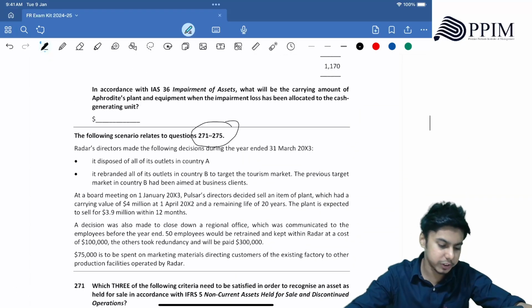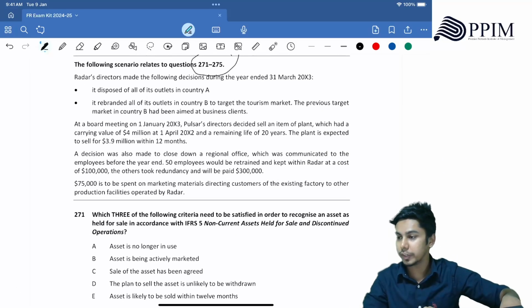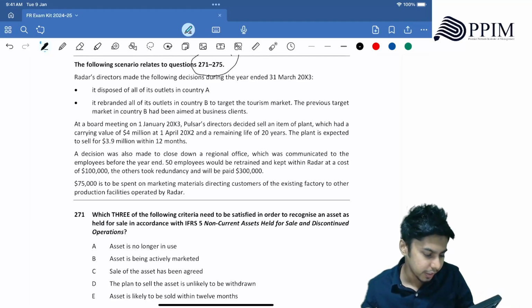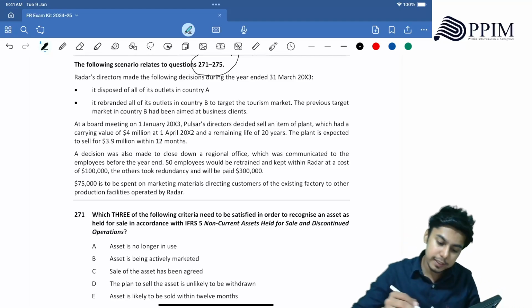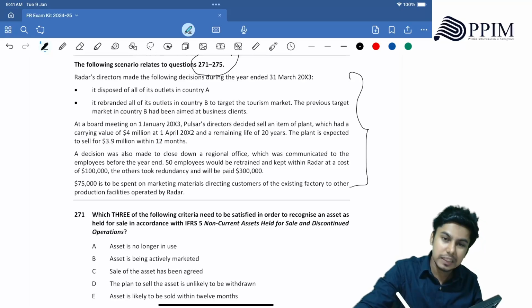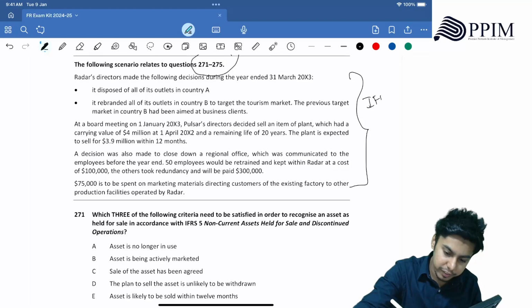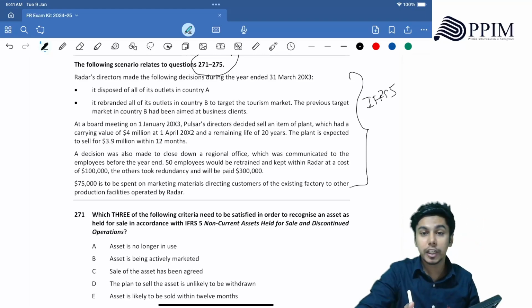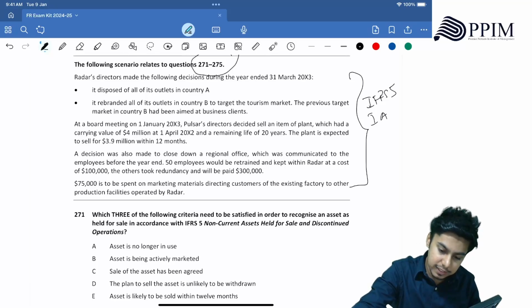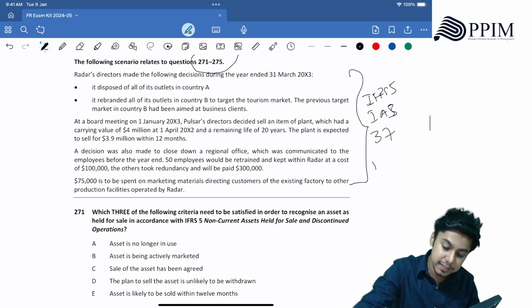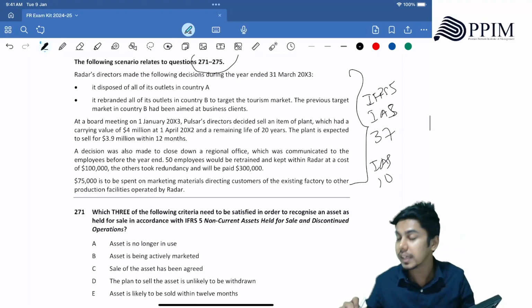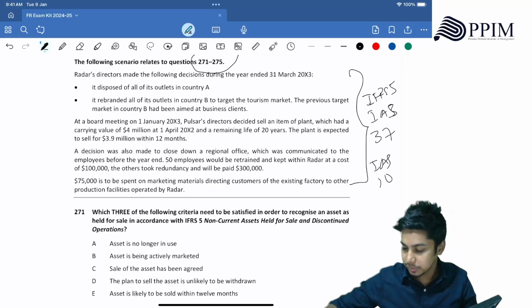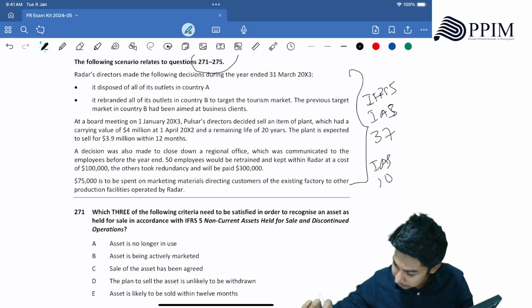Okay, guys, this question 271 to 275. Let's start that one. So guys, this particular question covers 3 standards. What are the standards? IFRS 5. Standard name, non-current assets held for sale and discontinued operations. IAS 37. What is that one, guys? Provisions, contingent liability, contingent assets, and IAS 10. What is IAS 10, guys? Events after reporting date, right? So 3 different accounting standards, guys, have been tested over here.